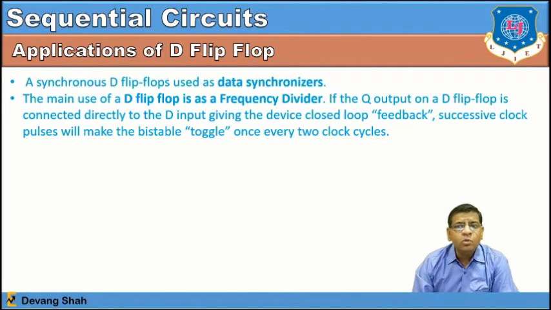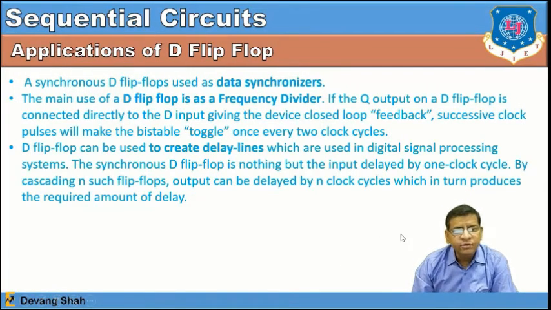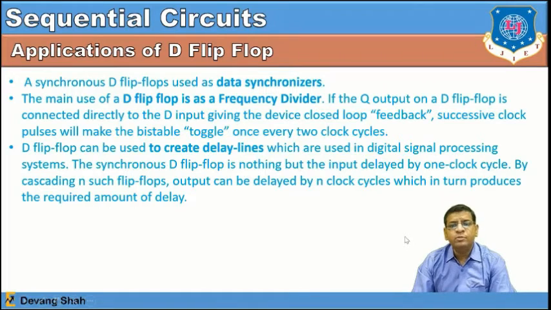If the Q output on a D flip-flop is connected directly to the D input, giving the device closed loop feedback, successive clock pulses will make the bistable toggle once every 2 clock cycles, right? The D flip-flop can be used to create the delay lines which are used in a digital signal processing system. So a synchronous D flip-flop is nothing but an input delayed by 1 clock signal.